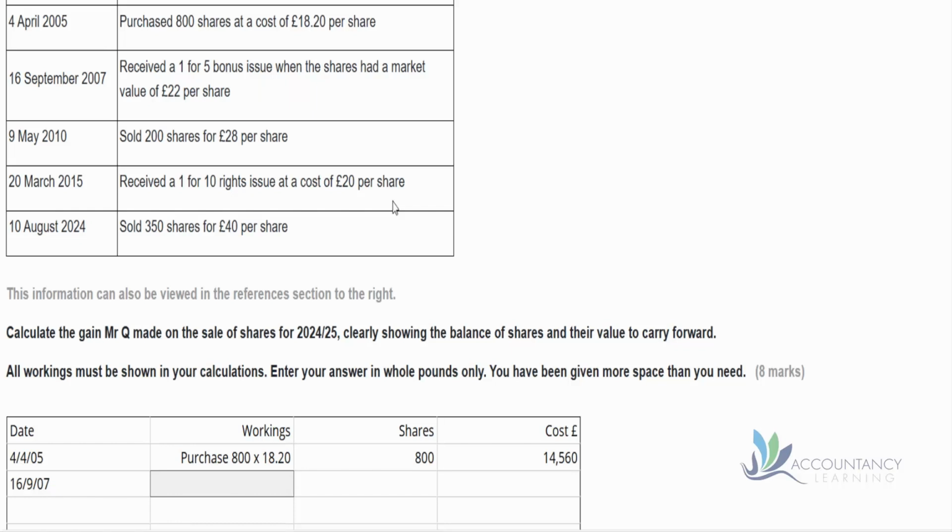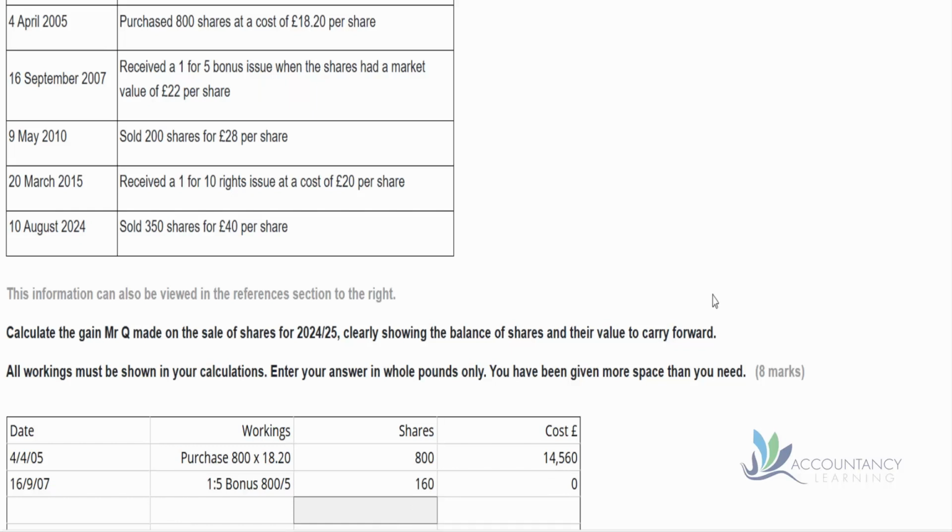So in this case, we've got a 1 for 5 bonus issue, which means that for every 5 shares a shareholder has at the moment, they get 1 more for free. So we're told that this happened when the shares had a market value of £22 per share, but we don't really care about that market value because in our table we care about the cost. So how much did Mr. Q pay for them? Well, they're bonus shares, so he paid nothing. So we need to work out how many shares Mr. Q received. We take the 800 shares we have at the moment and divide by 5, and that tells us that we received 160 shares and they cost nothing.